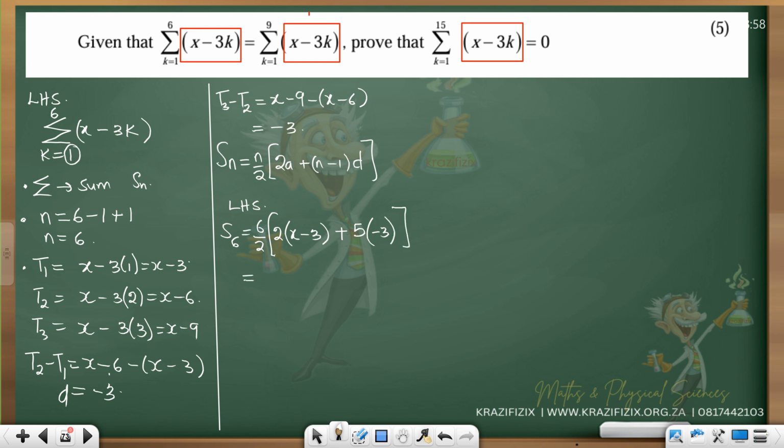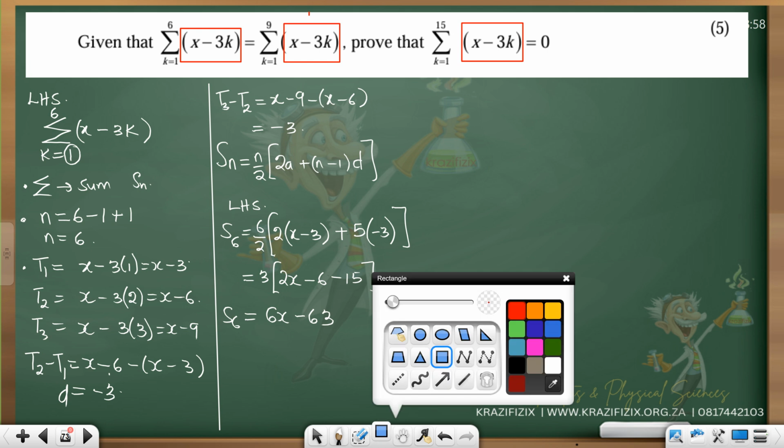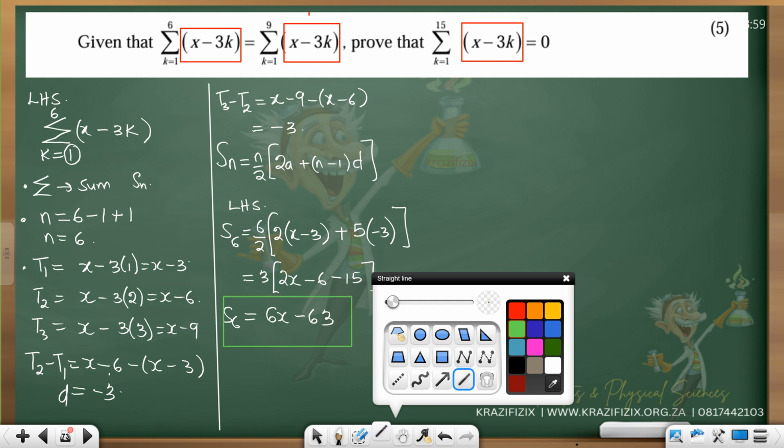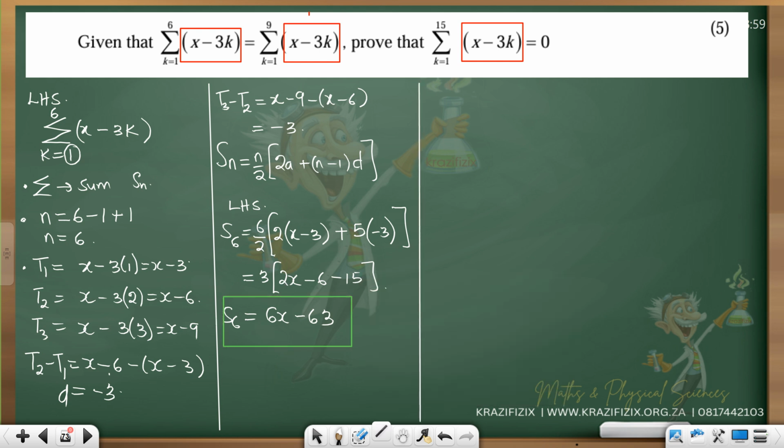Okay, let's see. What is this? 3 into bracket 2x minus 6 minus 15. What will this give us? 3 times 2x is 6x. Now, minus 6 minus 15 would give us minus 21. Minus 21 times 3 would give us negative 63. So, this is my left hand side. Don't forget, the examiner says this left hand side is actually equal to the right hand side. So let's quickly look at what the right hand side is.